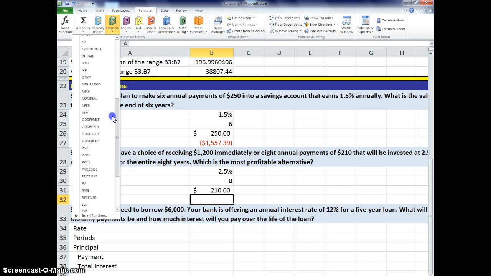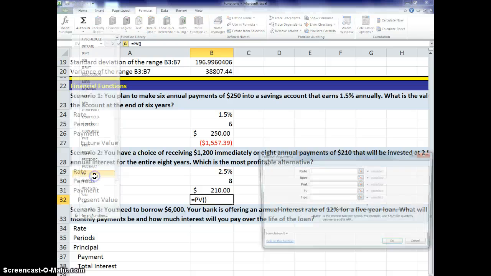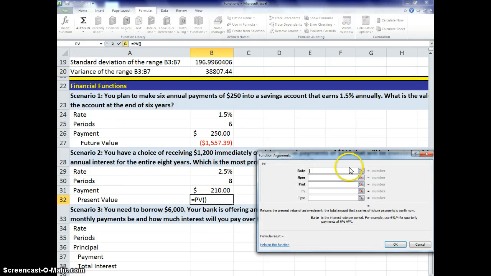Someone made a mistake first period and used future value and got a totally different number, and I had no idea where he got it from until he said that he pushed that. All right, let's click the boxes. Rate, 2.5, B29. With decimal 2 places left, 0.025, right number. Number of periods, B30, 8. Payment, 210, B31, 210. Click OK.